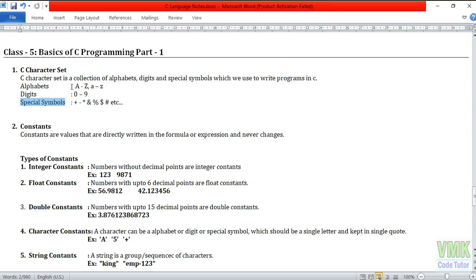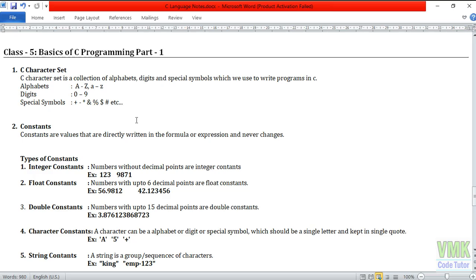For example, alphabets are capital A to capital Z and small a to small z. Digits are 0 to 9. Special symbols are plus, minus, multiplication, ampersand, etc. These three things are called the character set, and using this particular character set, we write programs in C.